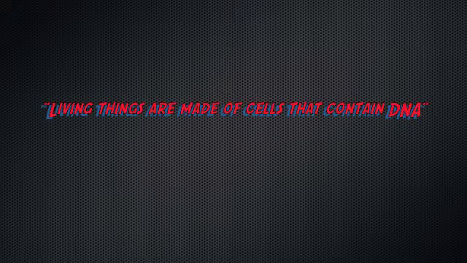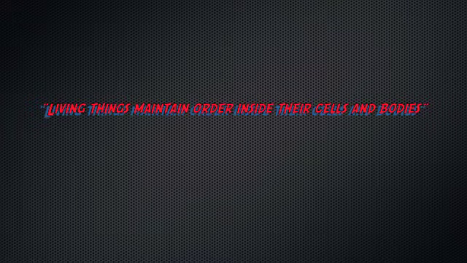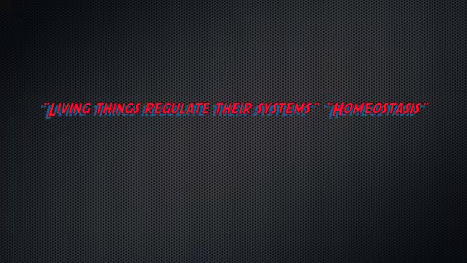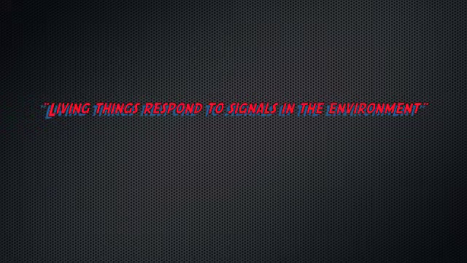The first is that living things are made of cells which contain DNA. The second, living things maintain order inside their cells and bodies. The third, living things regulate their systems, which is also known as homeostasis. The fourth, living things respond to signals in the environment.